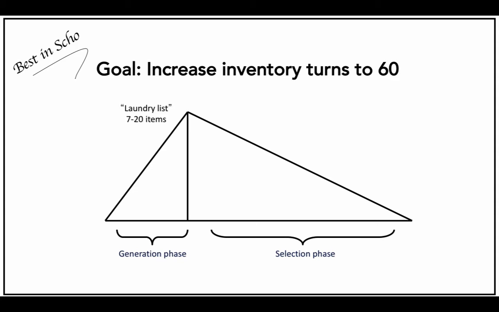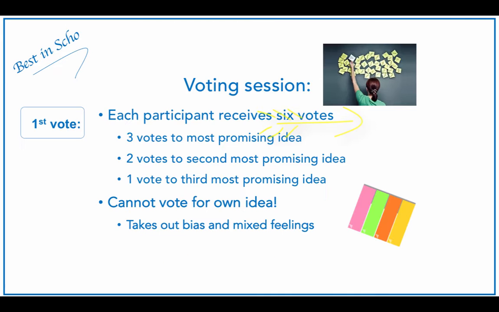Next is the idea selection phase. The first vote should take place to pare the list to 3 to 7 items. I will explain voting in a moment. The second vote is conducted to get the short list of ideas that will be examined for feasibility. You will likely want to consider 2 or 3 possibilities for your problem solution. And then, a person or persons should be assigned to examine each of the promising ideas.